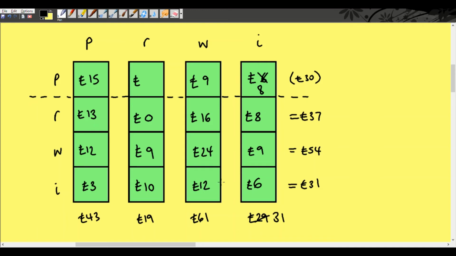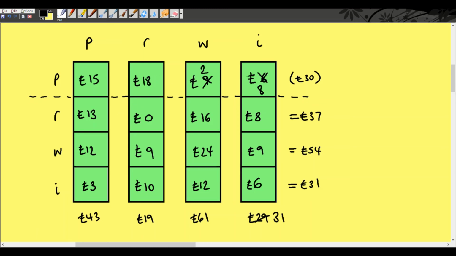The same is going to happen with the wheat industry. So they've got £54 coming in, but their total inputs are adding up to £61. So they're going to have to minus some of their profit off, and in this case it will be 61 minus 54 is 7. So 9 minus 7 is £2 profit they're going to have now. What about the rent industry? Well, we can see that they've got £37 coming in, and so far we've only got £19 worth of inputs. So the final input, which is the profit, is going to end up as 18.